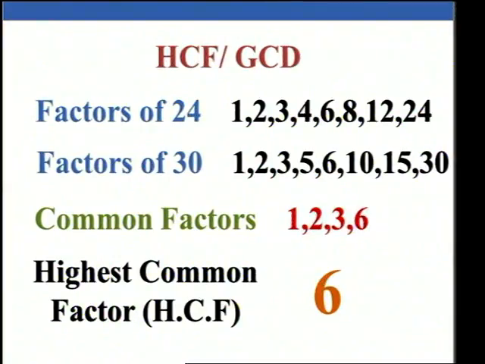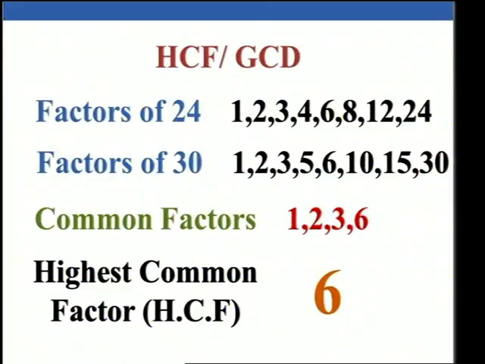Can you tell me what are the common factors among them? Obviously 1, 2, 3 and 6 are common. And which is the highest of them all? 6. Yes, definitely. That is why the HCF of the numbers 24 and 30 is 6. Do note that HCF is also called GCD, where GCD stands for greatest common divisor.